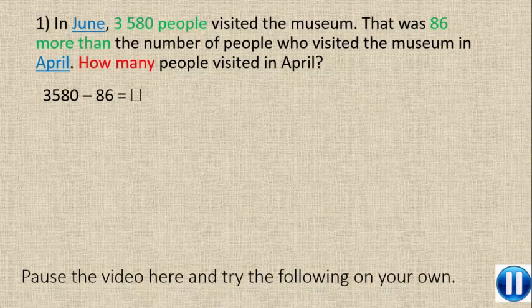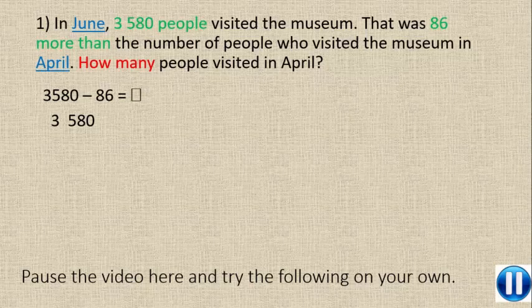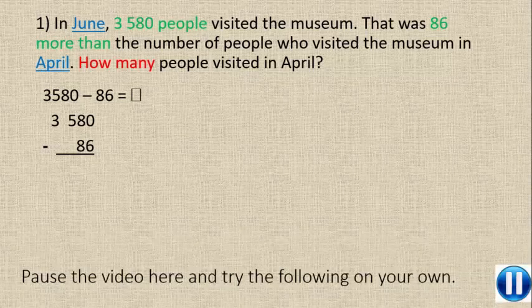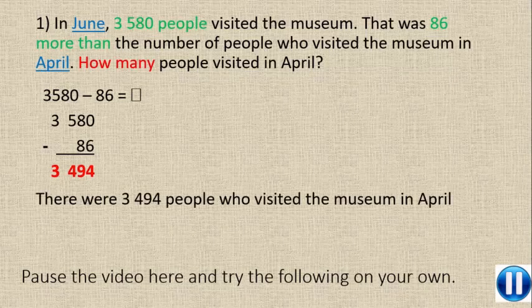So our number sentence is 3,580 minus 86 equals answer block. Our next step is our working out. So we say 3,580 minus 86, and we use our subtraction techniques that we learned, and we find our answer to be 3,494. And our last thing is to remember our answer sentence. So there were 3,494 people who visited the museum in April.